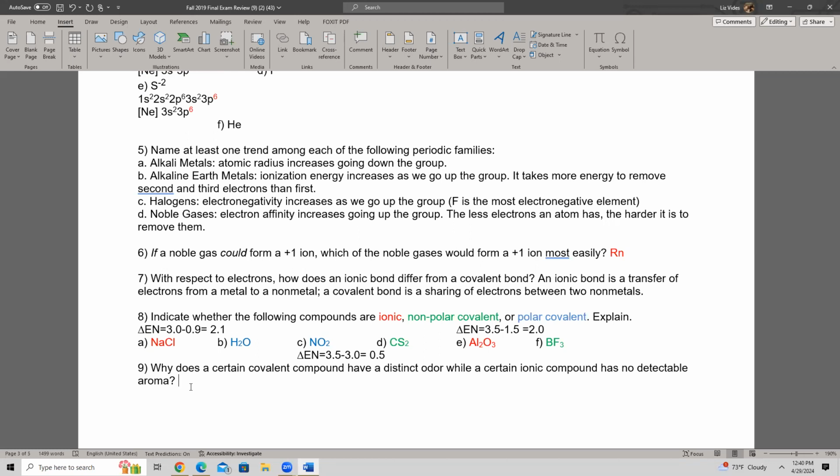Whereas a covalent compound, like alcohol, for example, is very volatile, which means it readily changes into a gas at room temperature, which means it's a lower boiling point. Therefore, you can smell it. And in order for you to smell something, it has to actually become a gas so that your nose can inhale it. Therefore, there's your answer. I'm not writing all of that, but you can.